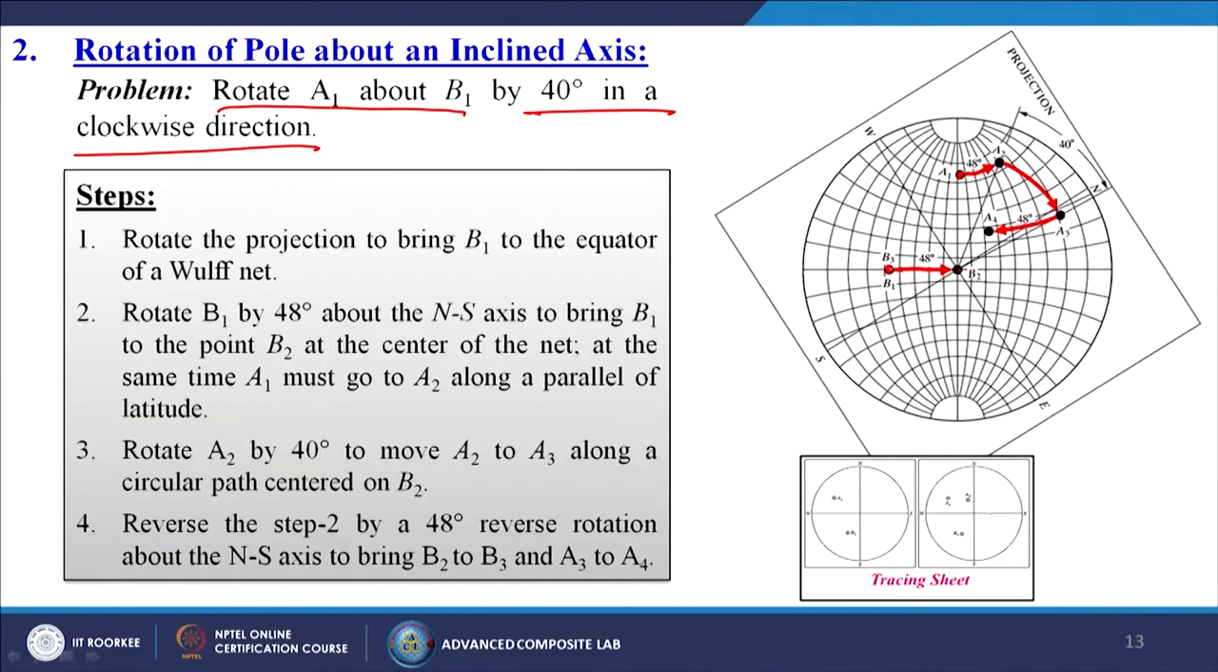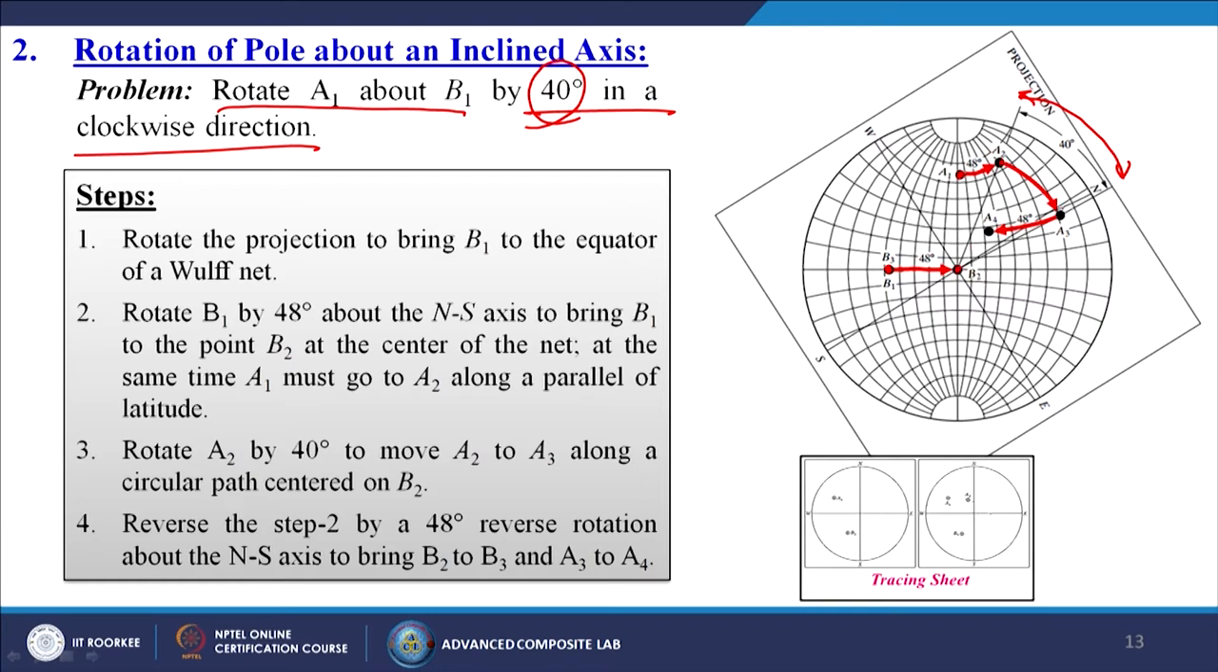For bringing B1 to the center, B2, we have to rotate 48 degree first. So, we are rotating 48 degree. So, B1 is becoming B2, and in this case A1 becomes A2. Now our problem is that we have to rotate it by 40 degree. So, again we are doing the rotation of 40 degree in this particular case, because it is in the center. If I change the position of A1 or A2, or maybe A2 to A3, nothing is going to be changed. So, that is why you are keeping it in the center.